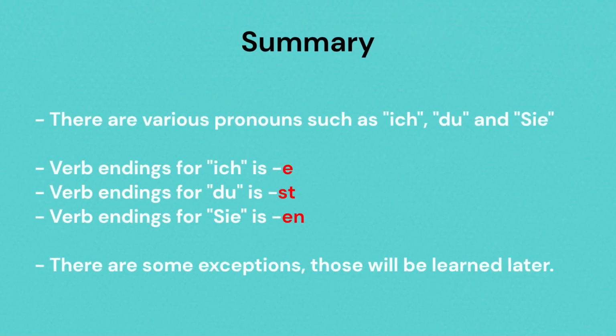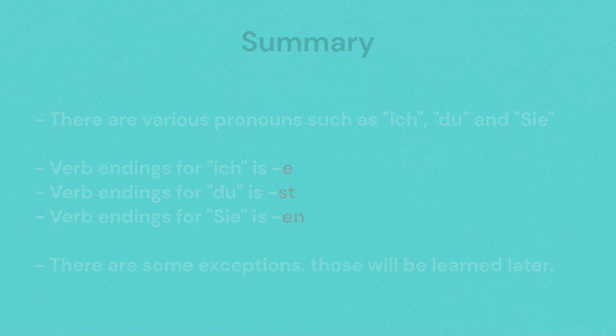Very good. Now let's summarize what we have learned. There are various pronouns in the German language. Ich, du, and sie are some of them. Other pronouns will be done in a different video. The verb is conjugated according to the subject in the sentence. The ending for ich is e, for du is st, and for sie is en. There are some different types of verbs known as irregular verbs, which we will be learning later.